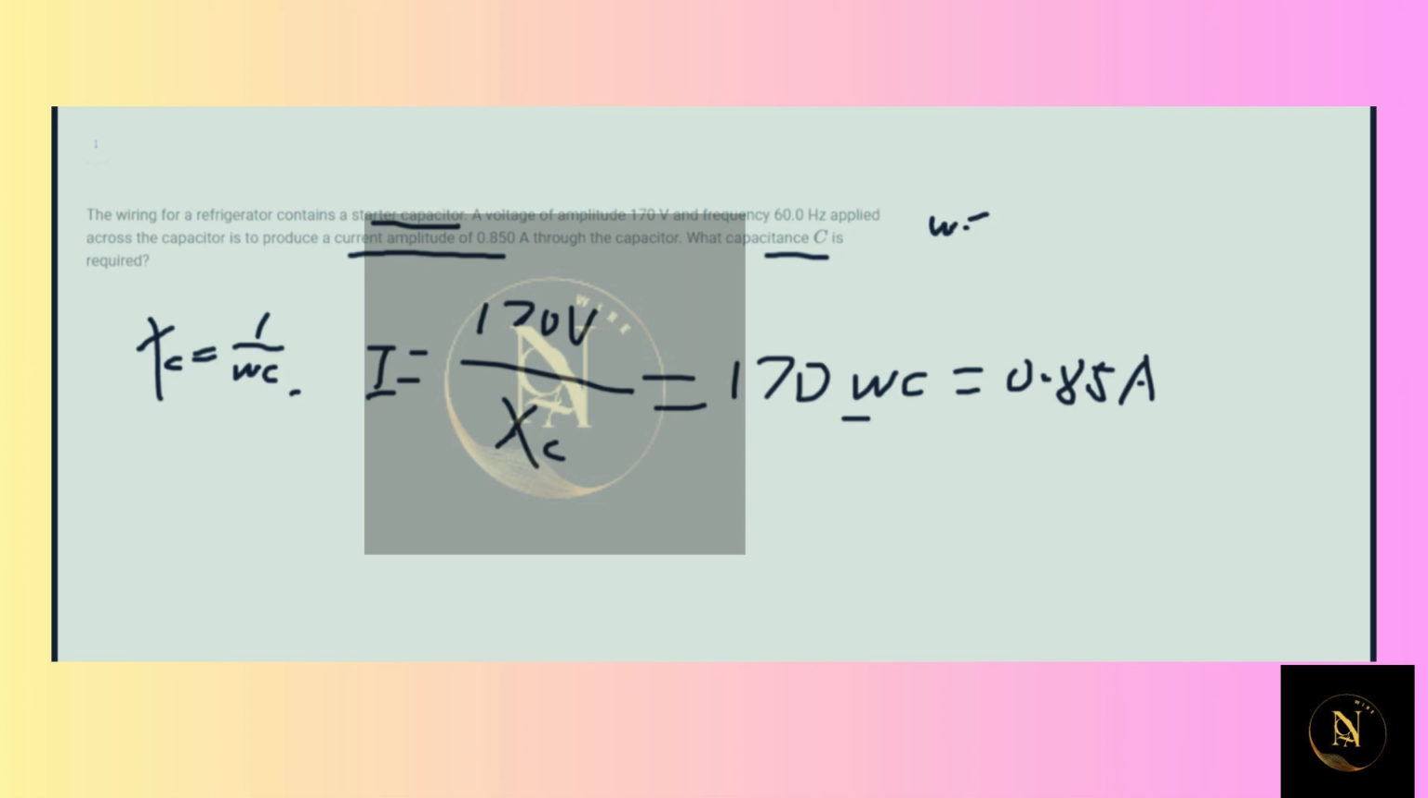So omega is the angular frequency, equal to 2 pi times f. f is the 60 hertz. So we can solve for C, equal to 9.95 times 10 to the negative 6 farads.